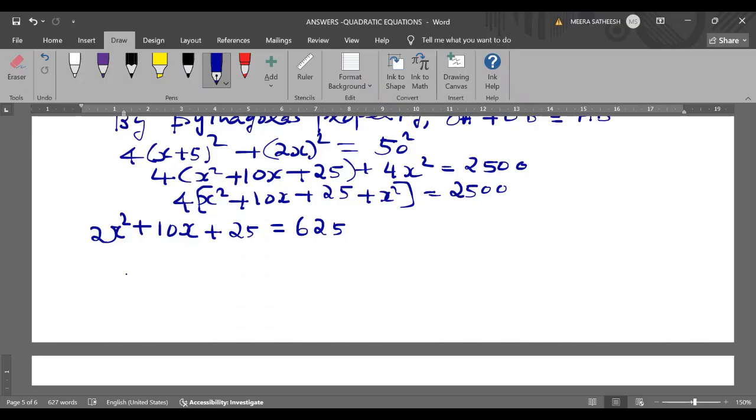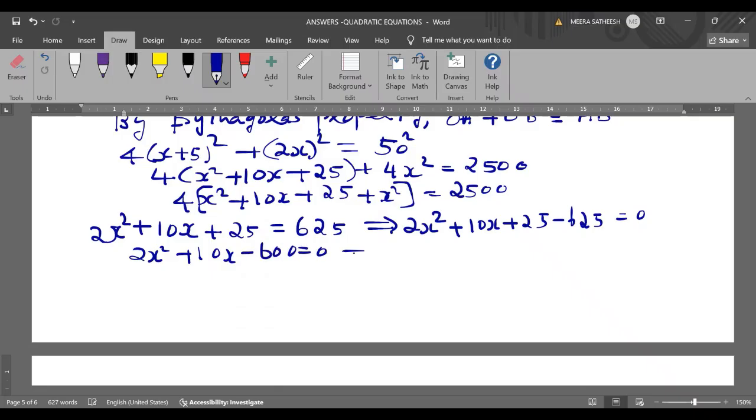Now that we can bring this side, 2x square plus 10x plus 25 minus 625 equals 0. That is 2x square plus 10x minus 600 equal to 0. Divide all by 2. So x square plus 5x minus 300 is equal to 0. This is our quadratic equation.